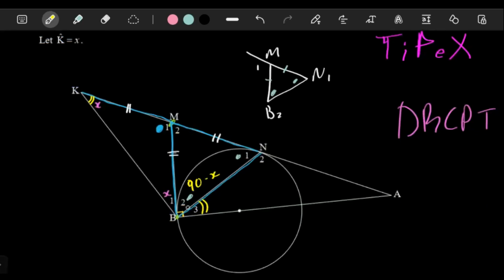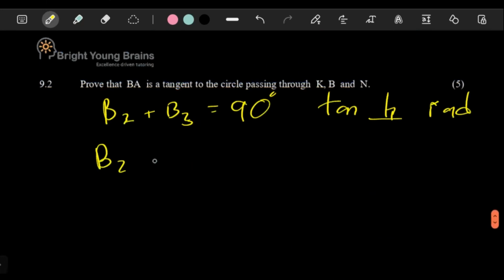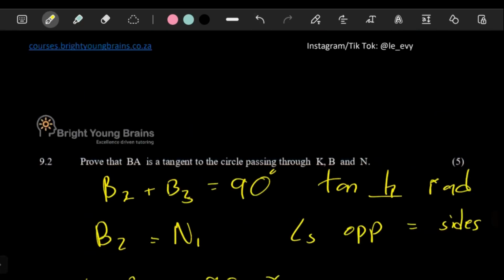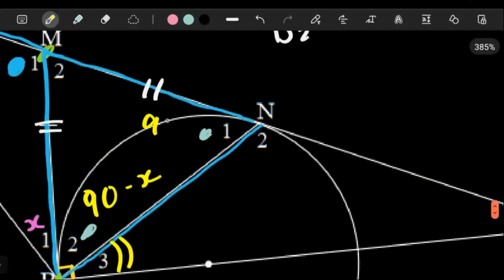So because we've shown that these combined give us 90, the next thing is we can tell them that we know that B2 is equal to N1. The reason is that's already been proven, but you can even just state it again, like angles opposite equal sides. It's up to you. So here you can say therefore B2 is also equal to 90 minus x, because this is 90 minus x and the other side is also equal to 90 minus x.